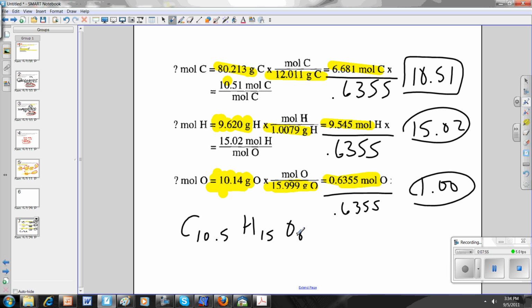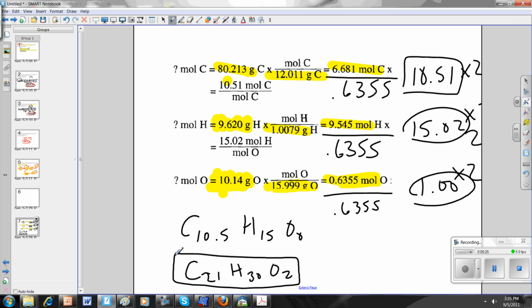So what you do is decimal magic to take out the decimal. When you have a 5, you multiply by 2. All these get multiplied by 2. This gets multiplied by 2. Your empirical formula then becomes 10 times 2 times 10.5, which is going to be, in the end, 21, C21. H, 15 times 2 is going to be 30. And then finally, 1 times 2 is going to be oxygen 2. And there's your correct answer.